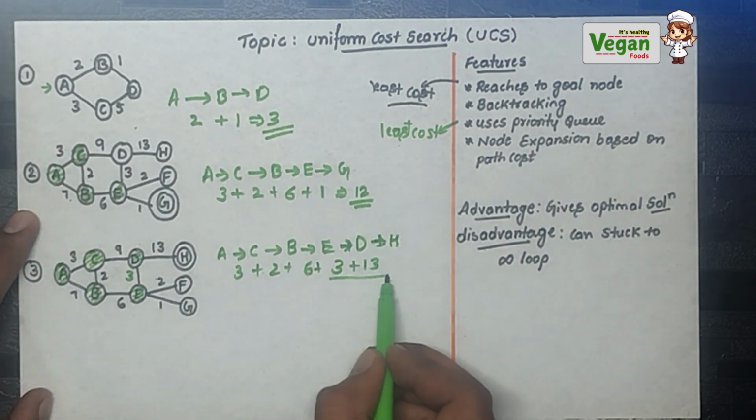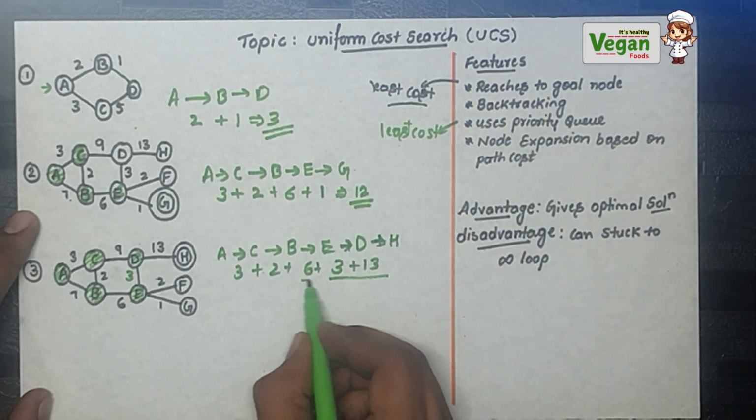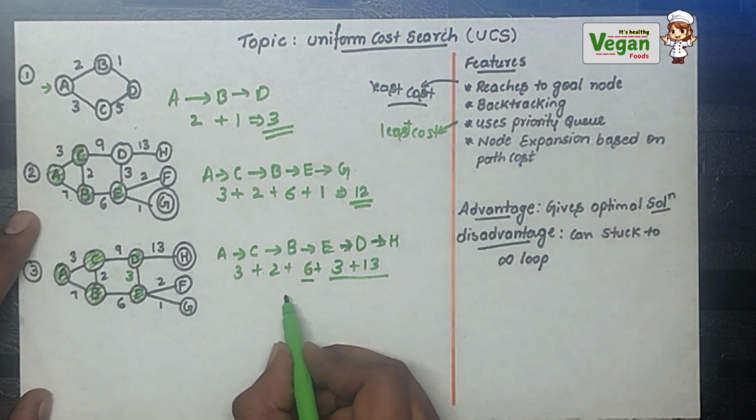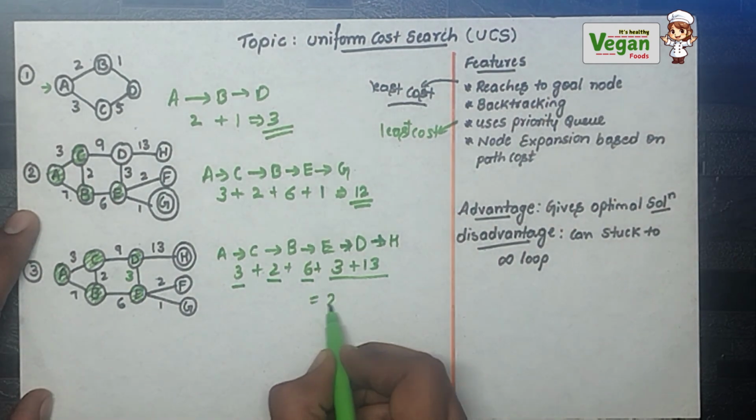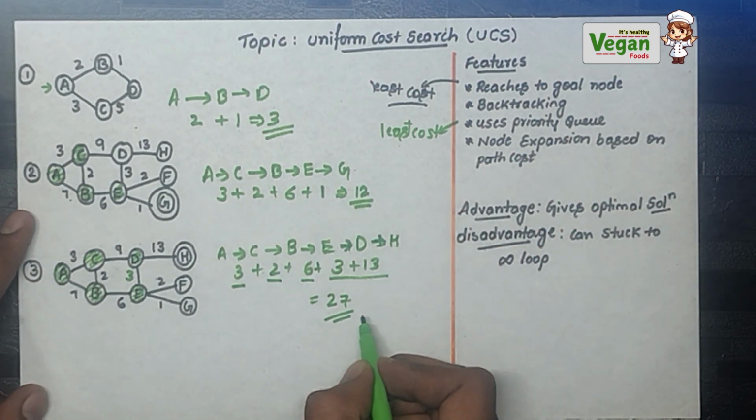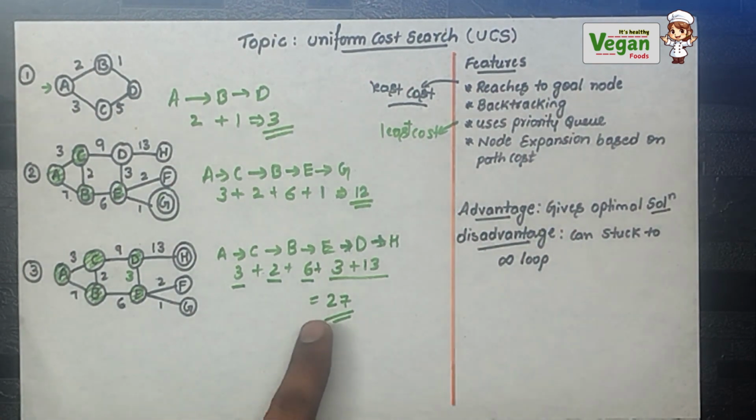So if you add them, 13 plus 3 is 16, 16 plus 6 is 22, 22 plus 2 is 24, 24 plus 3 is 27. So the least cost is 27. This is one of the possible shortest paths.